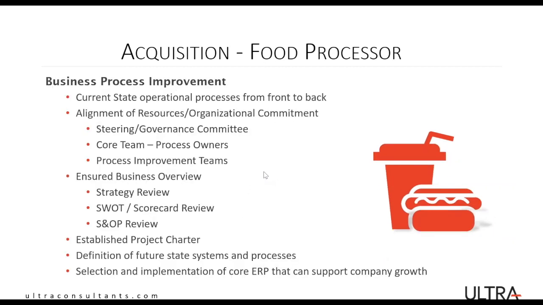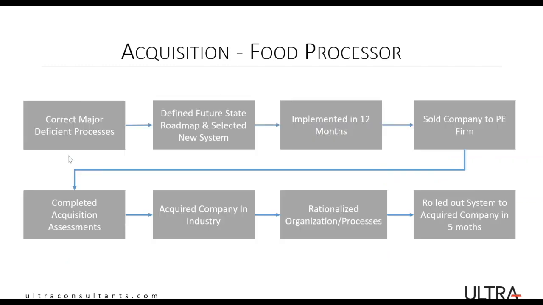Okay, so the last example is a food processor. They actually make items that go into the snacking segment, chip and snacking segment. And this one started out with just moving them from, for the most part, level 1 processes up to level 2, 3. From there, that was correcting the major deficiencies. We defined a future state roadmap, selected a new system, implemented that, and got the company to a reasonably good set of process maturities. That company was sold to a PE firm.